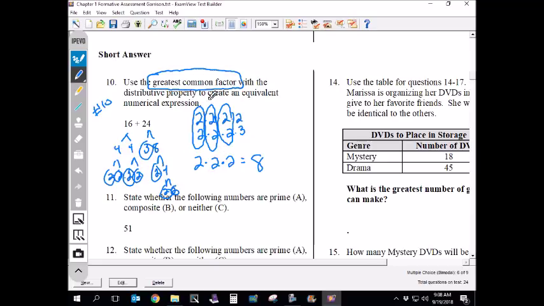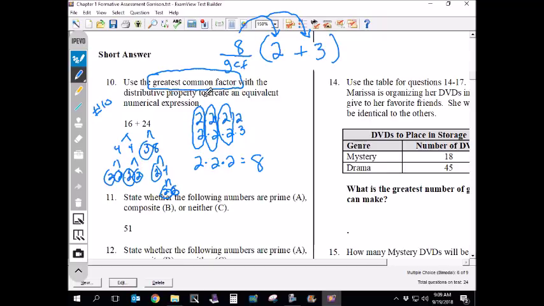Remember, we're trying to turn this into an expression that looks like this, right? If you don't have this, you should be writing it. GCF goes here. Now we'll ask ourselves, 8 times what would get me back to 16? Everybody? 2. 8 times what would get me to 24? That's what I need right there.